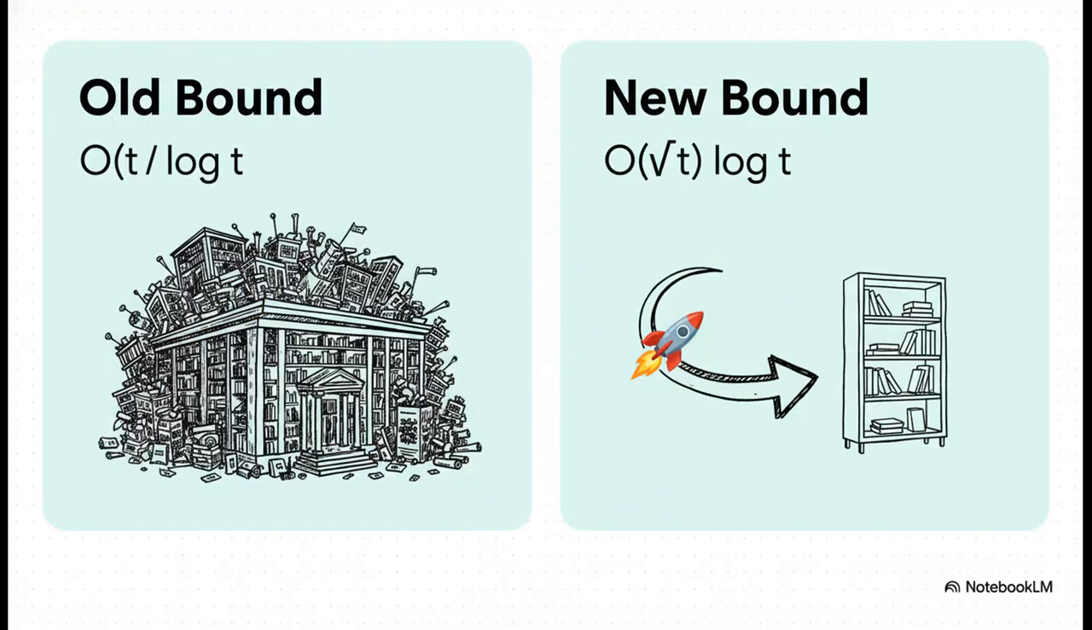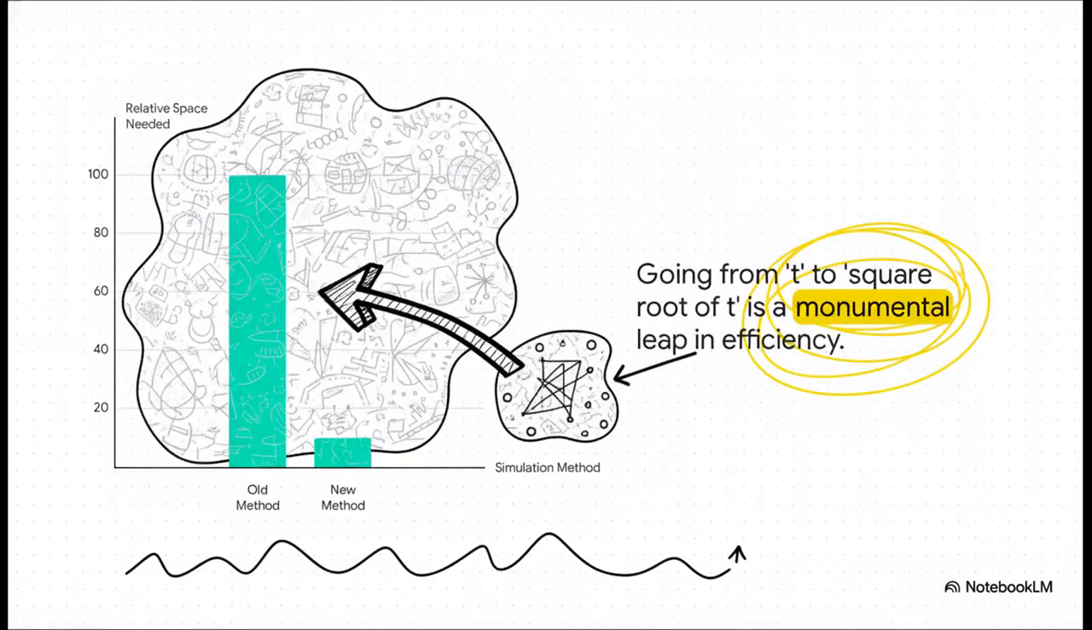I mean, just look at this comparison. The old method needed an amount of space that was roughly proportional to the time t. The new method? It only needs space proportional to the square root of the time. To put that in perspective, if your time t is 1,000,000 steps, the square root is only 1,000. This is a monumental leap in efficiency. It's like going from needing an entire library to needing just a single bookshelf. And this chart just makes it crystal clear. The reduction is dramatic. If the old method needed a huge chunk of memory to run, this new method gets the exact same job done with just a tiny fraction of it. This isn't just a small tweak, it's a fundamental change in how efficiently this can be done.